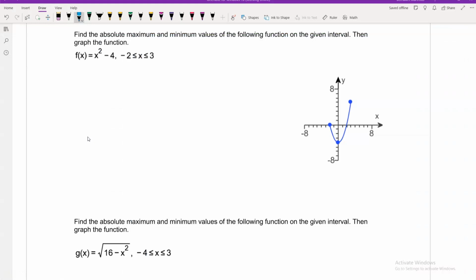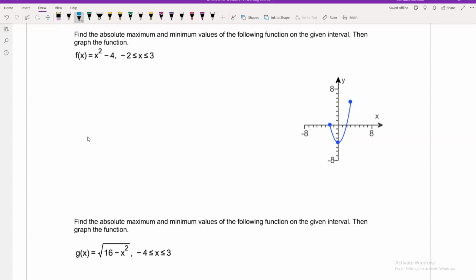Find the absolute maximum and minimum values of the following function and the given interval. f of x equals x squared minus 4, x is between -2 and +3 inclusive. So first we have to find critical points, and that means we have to find f prime of x.